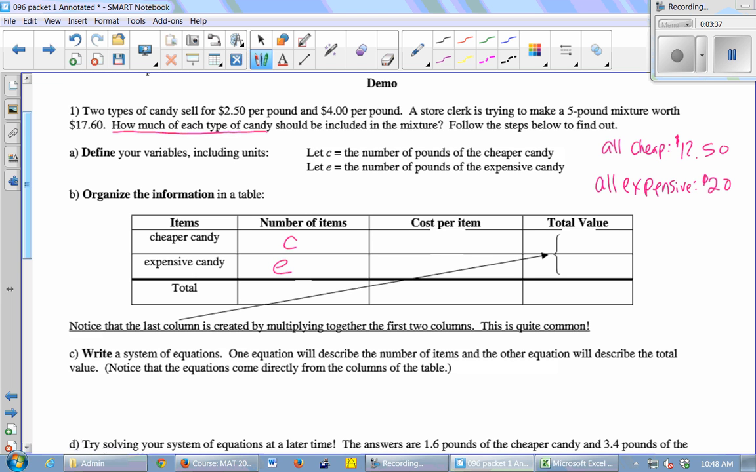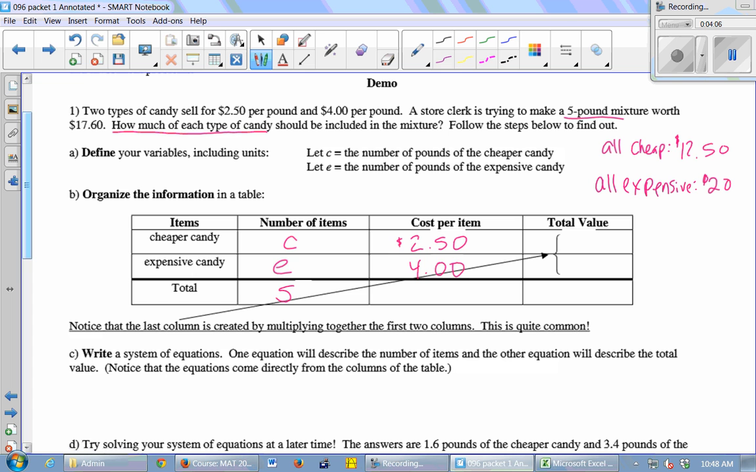And then how many total pounds of candy will I have if I put them together? 5 pounds. That's what I'm looking for, right? I'm trying to make a 5-pound mixture. So I put a 5 there. All right, what is my cost per item for the cheaper candy? $2.50. And my cost per pound for the expensive candy?